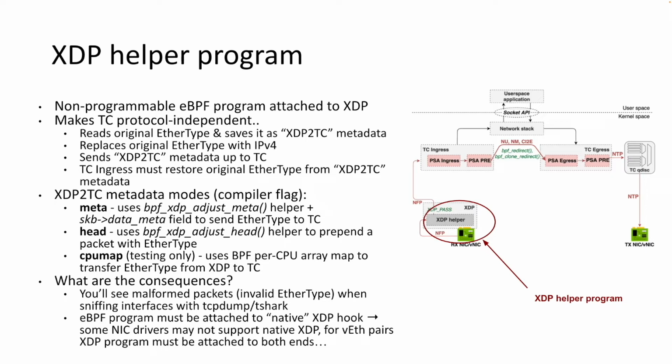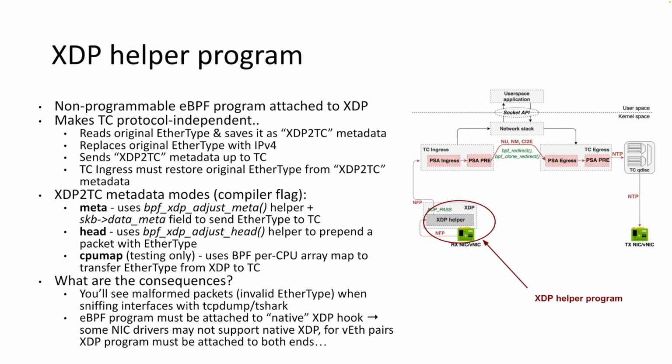than IPv4 or IPv6. For instance, if the TC layer receives an MPLS packet, the packet buffer resizing will fail because the BPF helper does not support packets with Ether type equal to MPLS Ether type. Therefore, TC is protocol dependent. The XDP helper makes the TC layer protocol independent.